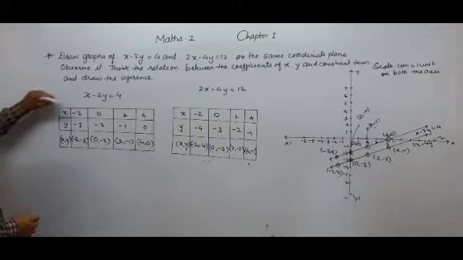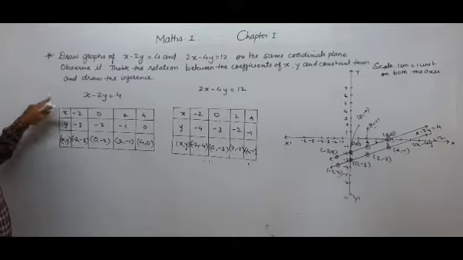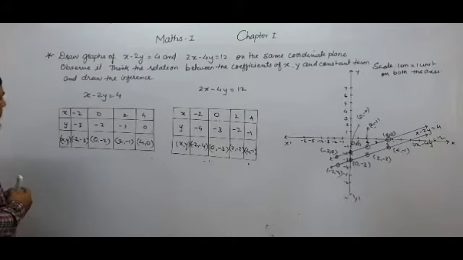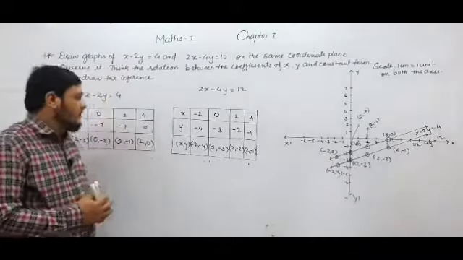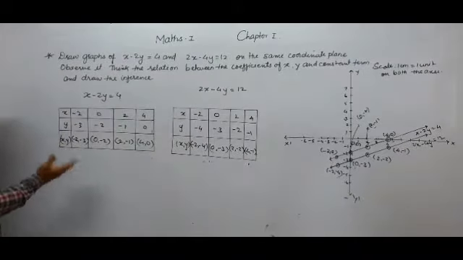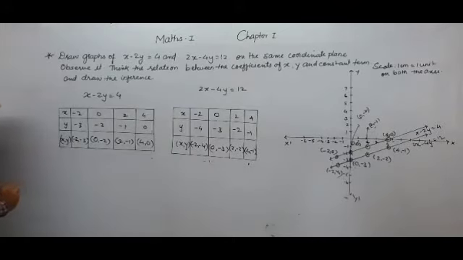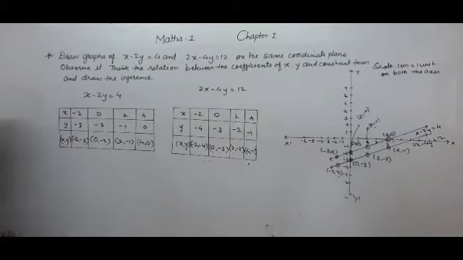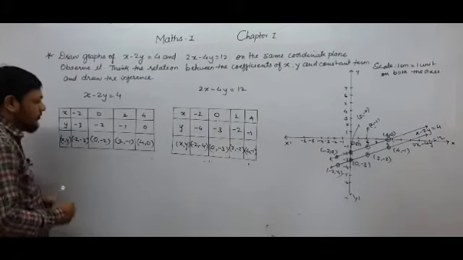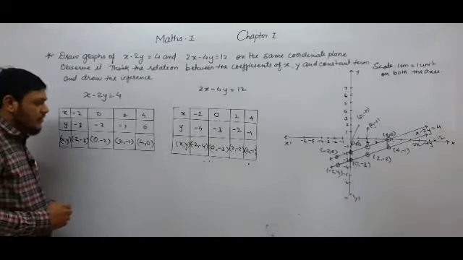So for that we will take the first equation and find the ordered pairs for it. The first equation is x minus 2y equal to 4, and you know how to find the ordered pairs for the given equation. You have to assume the value of x to find the value of y, or you can assume the value of y also in order to find the value of x. So the first ordered pair is negative 2 comma negative 3, the second ordered pair is 0 comma negative 2, the third ordered pair is 2 comma negative 1, and the last one is 4 comma 0.